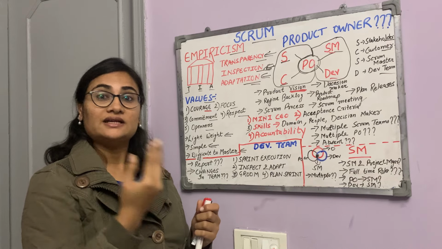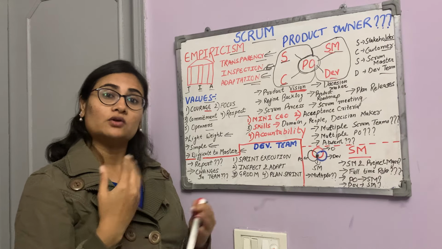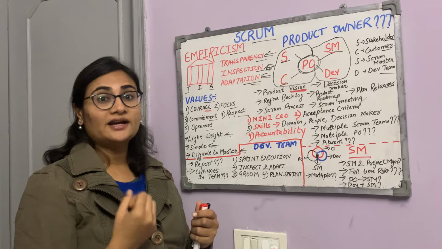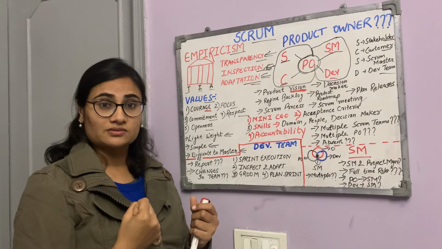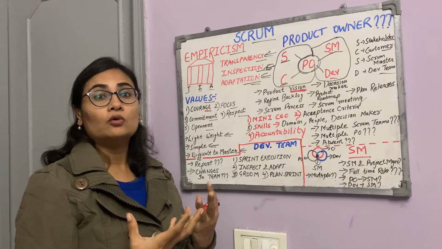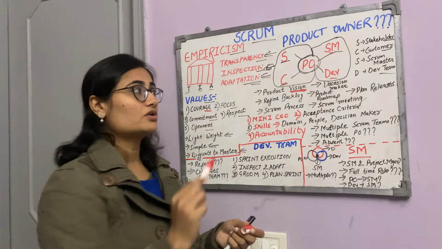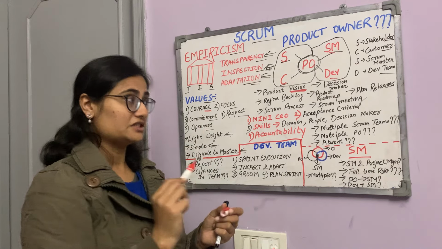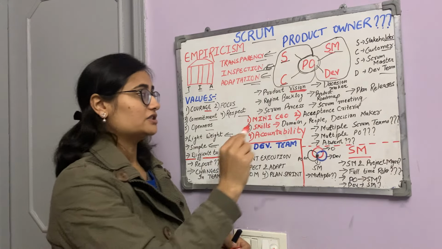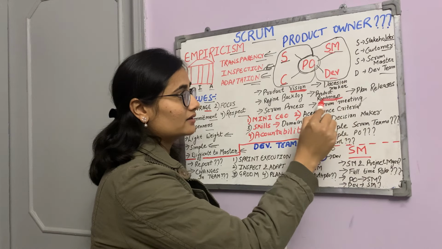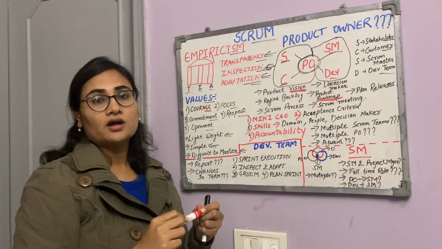Why? Because he is the one who is interacting with all the external stakeholders like customers, understanding what the requirements of these customers are, and then laying out that entire product roadmap. So first responsibility is product vision, setting that product vision. Second responsibility is creating that product roadmap.